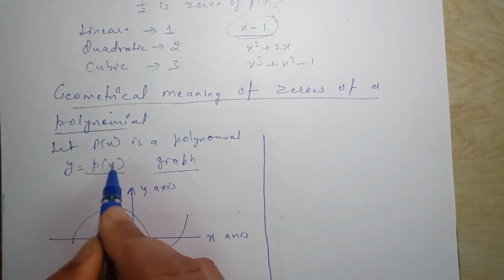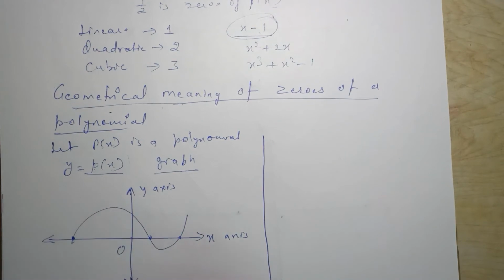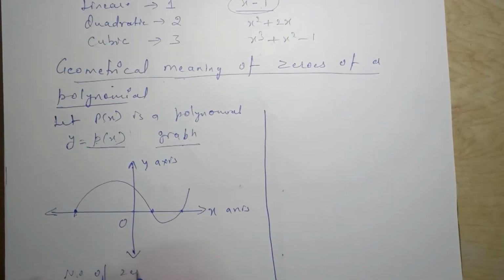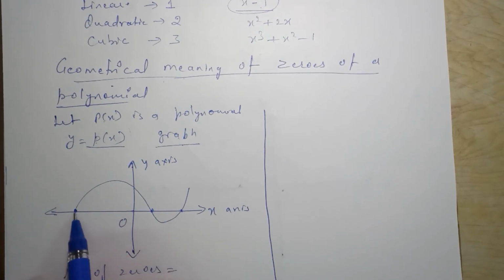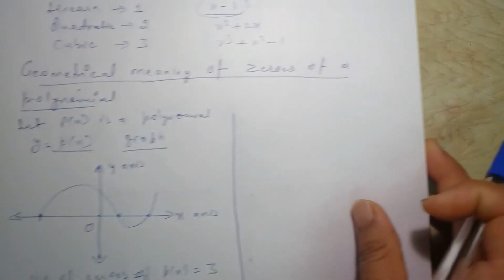Since the polynomial has x, here we are observing this is the x-axis, and it is intersecting over here: 1, 2 and 3. So on the basis of this graph, the number of zeros will be how many? 1, 2, 3. The number of zeros for p(x) is equal to 3. For this graph, the number of zeros will be 3.